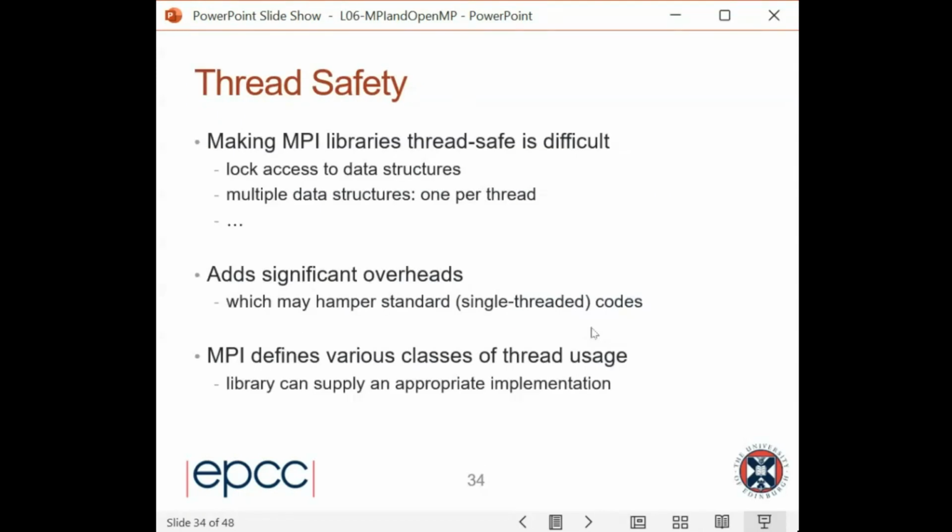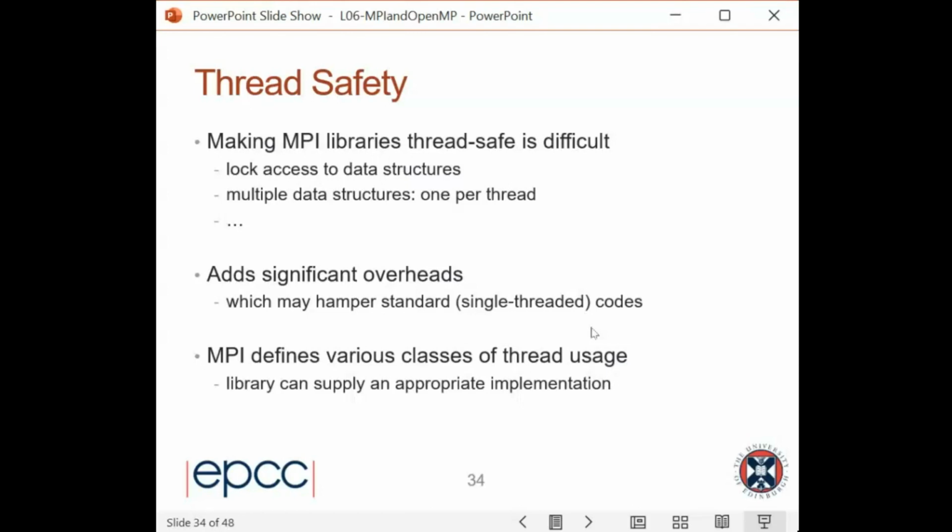So what does thread safety imply? Well, making MPI libraries thread safe is difficult. If MPI were defined today, it would probably be defined with threads in mind right from the start. But when MPI was defined back in the early 90s, not only was threading not that common, multi-core processors weren't really around. In fact, one of the design choices for MPI was to allow MPI to work correctly on a system which did not have threads at all, in other words, where there could only be a single program running all the time.